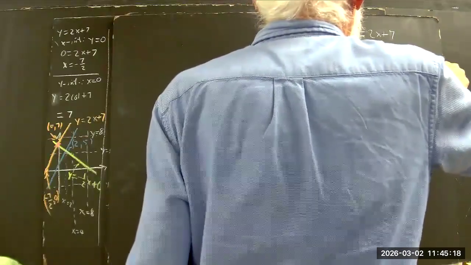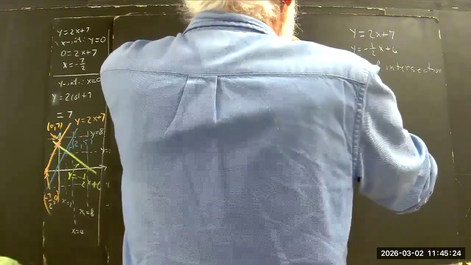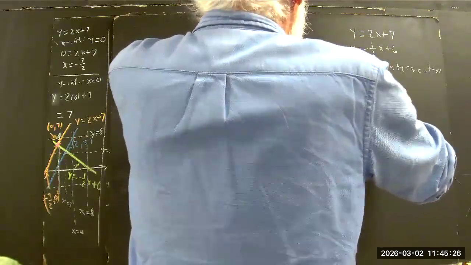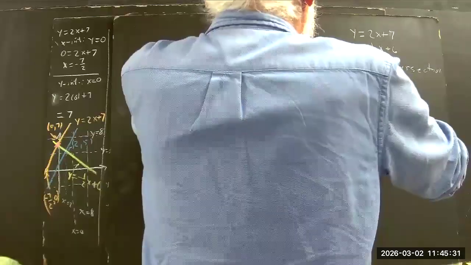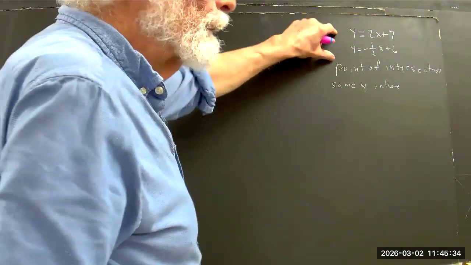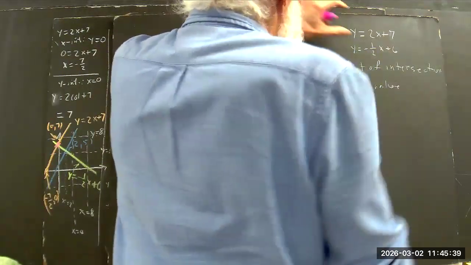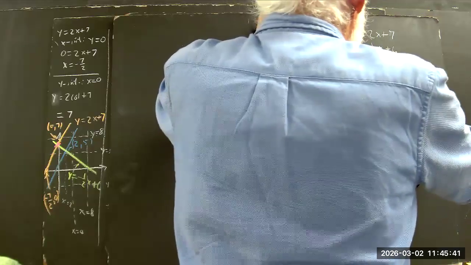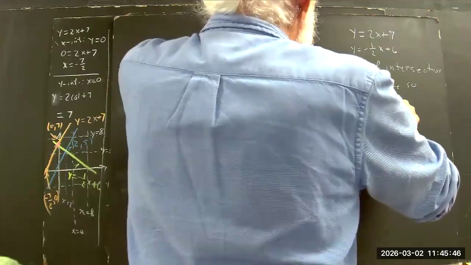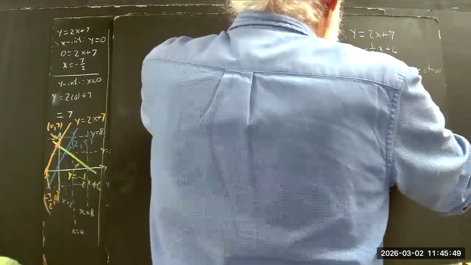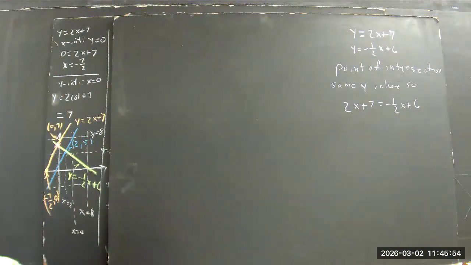The point of intersection. The point is going to have the same y value for either equation, for both equations. The y that you get has to be the same. So 2x plus 7 equals -1/2 x plus 6. Now that's an easy equation to solve.